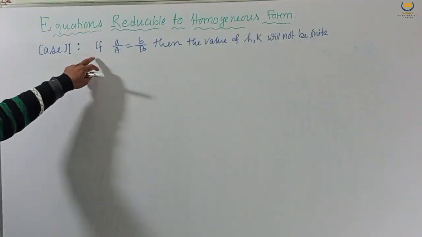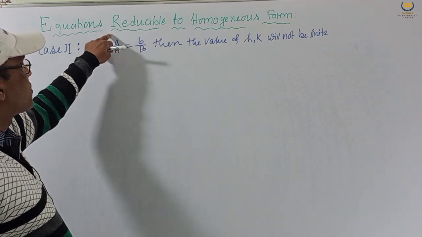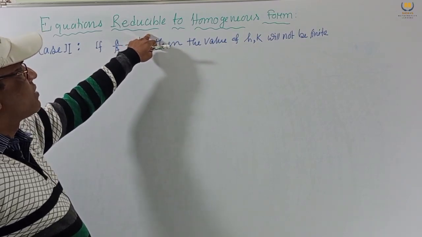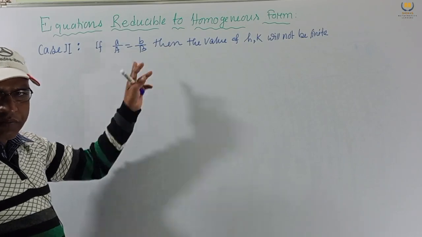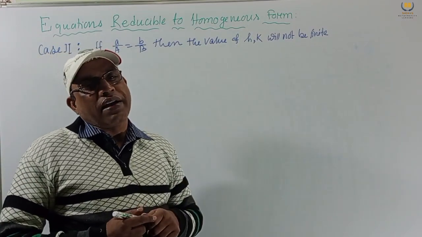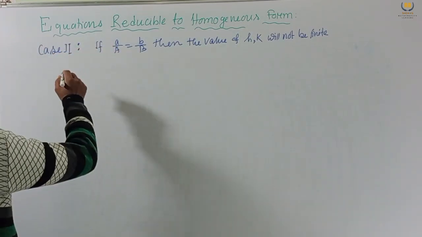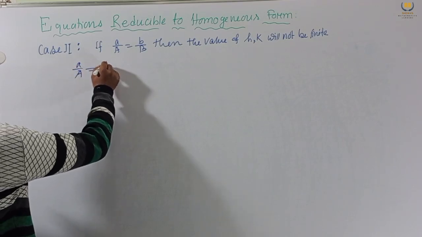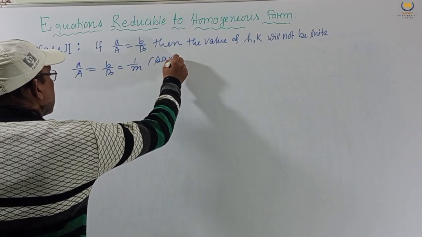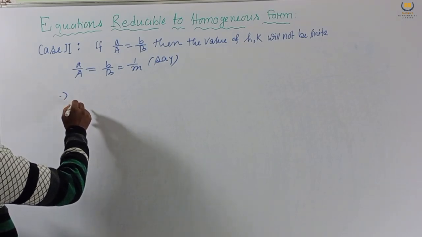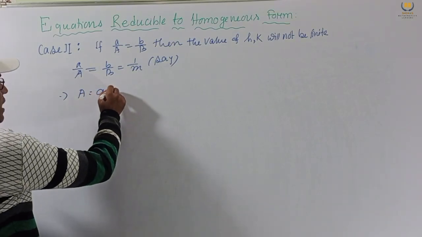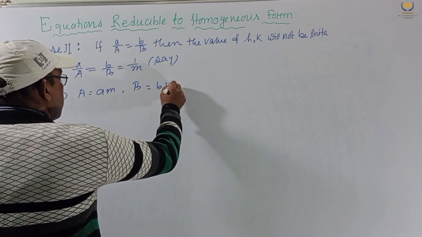Case 2. If a by A equals b by B, that is, the ratio of coefficient of x in numerator and denominator and the ratio of coefficient of y in numerator and denominator are equal, then the values of h and k will not be finite. So we consider a by A equal to b by B equal to 1 by m, say. In this case, we get capital A equal to am, capital B equal to bm.